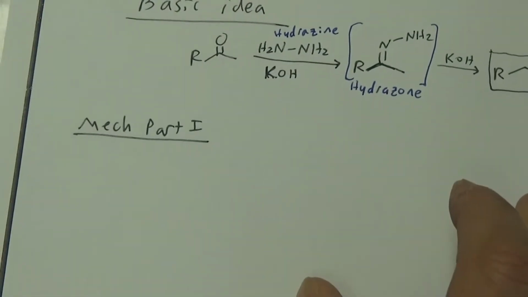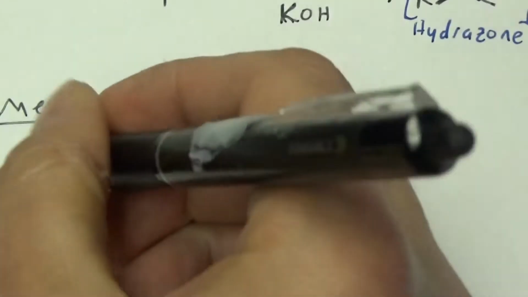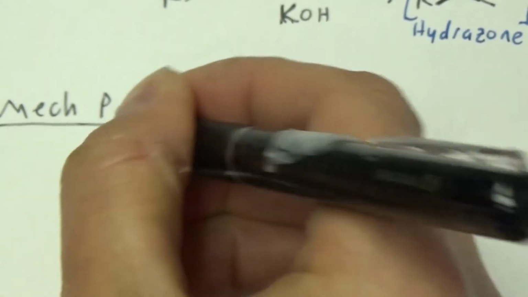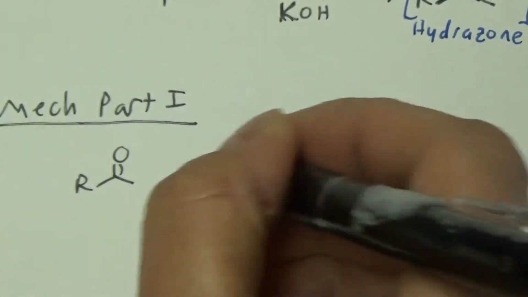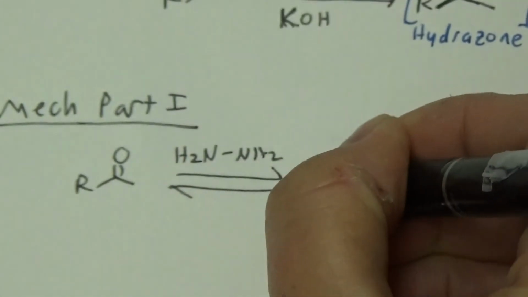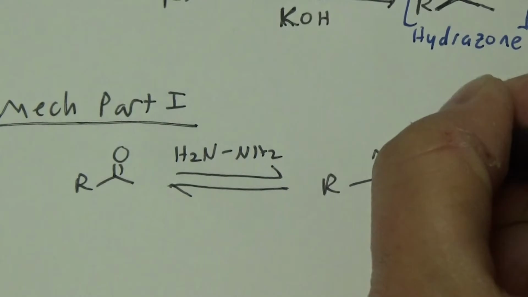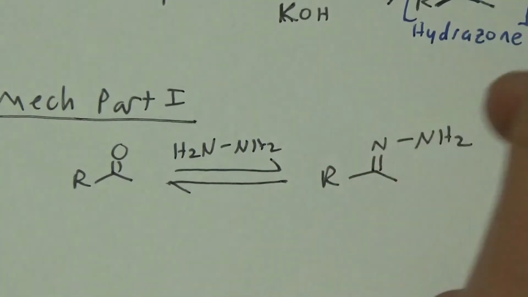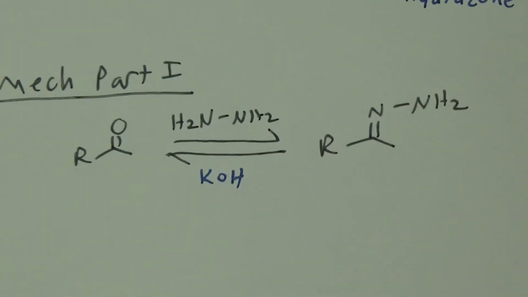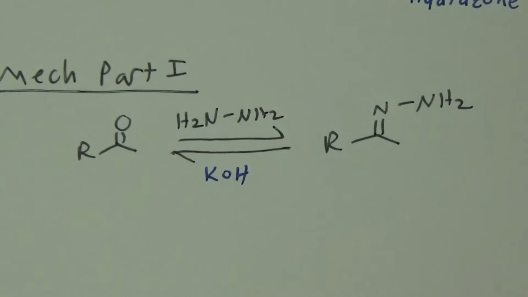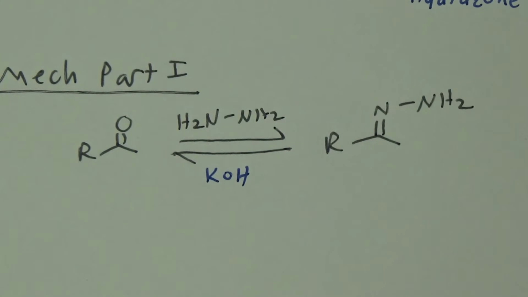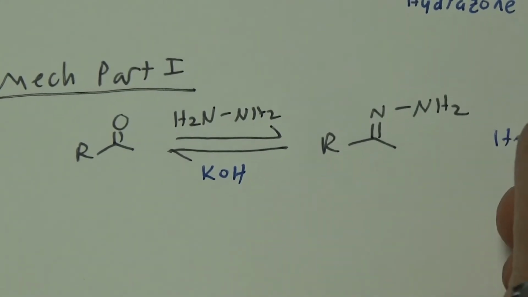All right, so I'm going to show mechanism part 1 and mechanism part 2. Okay, first let's do mechanism part 1. We're going to show how hydrazine, H2N-NH2, makes the hydrazone. The difference here is we have KOH. We're not using acid, we don't have acid to activate the ketone, right? We are making water. There's water being produced also.